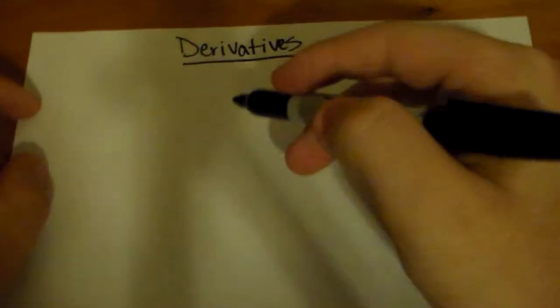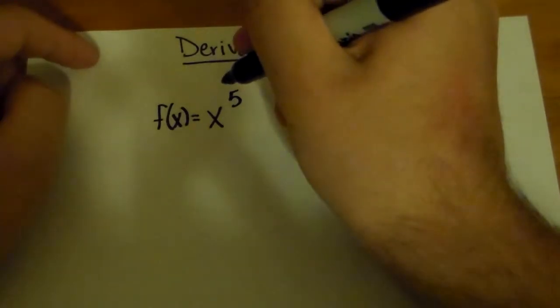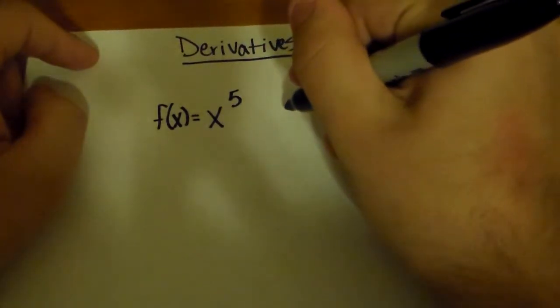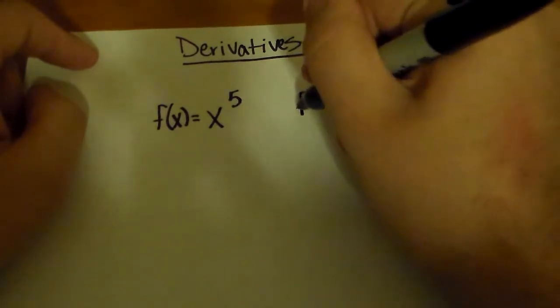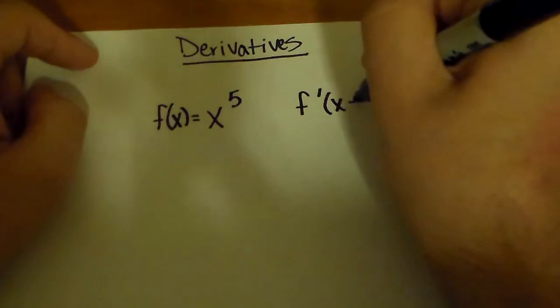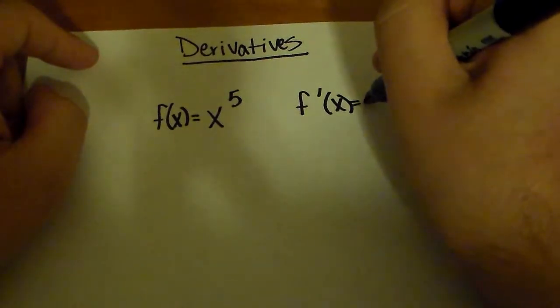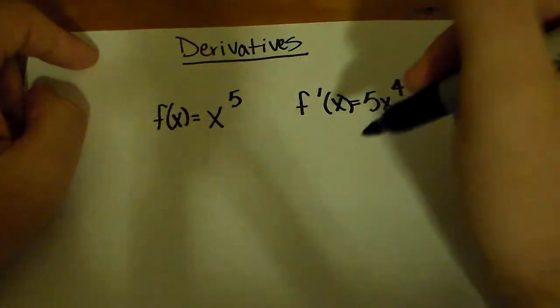Derivatives mainly are the regular derivative. Let's say you have x to the fifth. Let's just make it f of x equals x to the fifth. To find the derivative of x to the fifth, you bring the 5 down, so it'd be f prime of x equals 5x to the fourth.